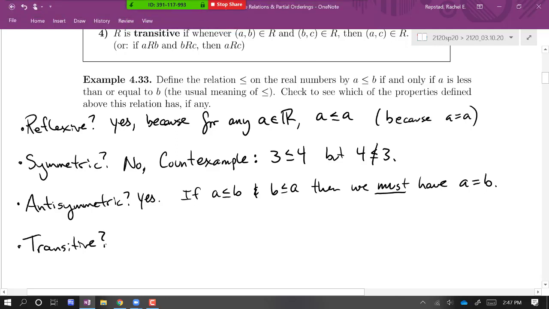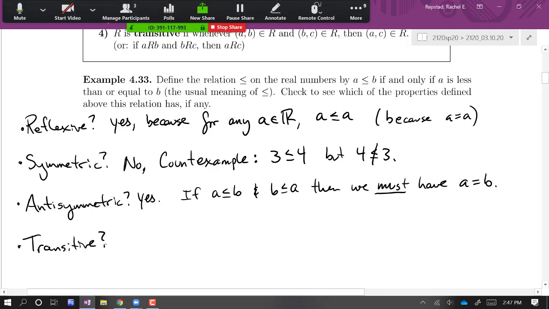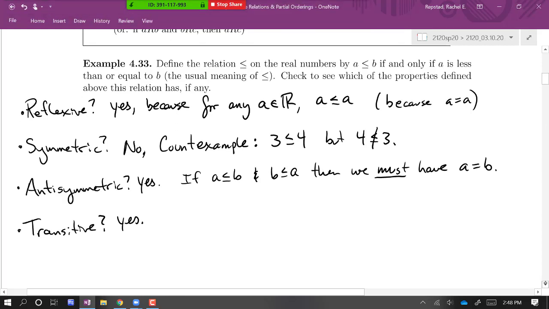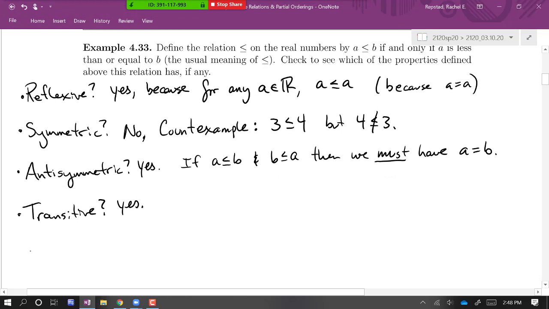So Ali says yes. What would it mean to be transitive? Maybe we should scroll up. So Ali says yes and gives an example. Here's the example: 1 is less than or equal to 2, and 2 is less than or equal to 3, and certainly 1 is less than or equal to 3. There's an example of an instance of transitivity.